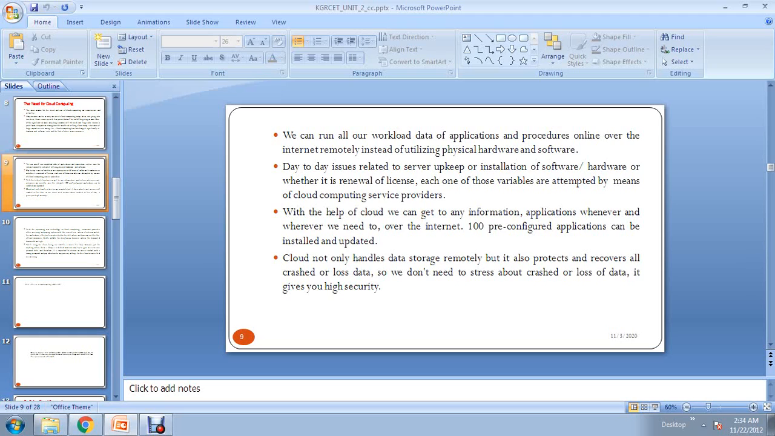Why? Because we are using some tools. The cloud provides so many servers. For example, if one server is damaged, the entire data is automatically stored to another server by using the Hadoop technology. So crashed data can also be recovered, and lost data can also be recovered in a highly secure manner.